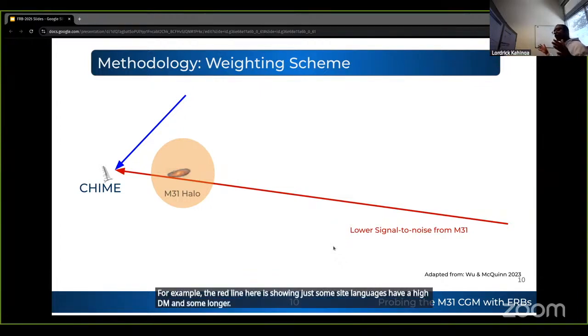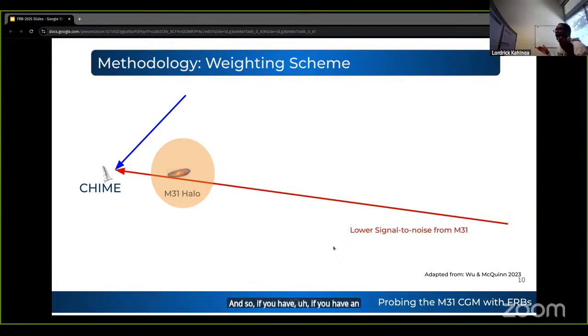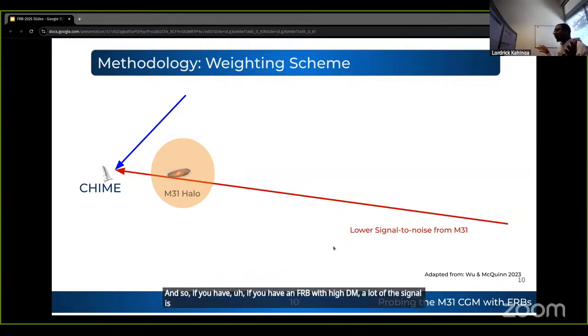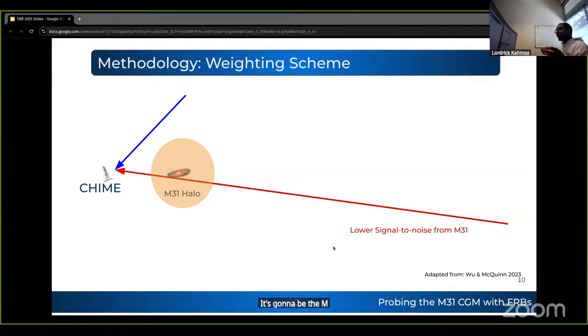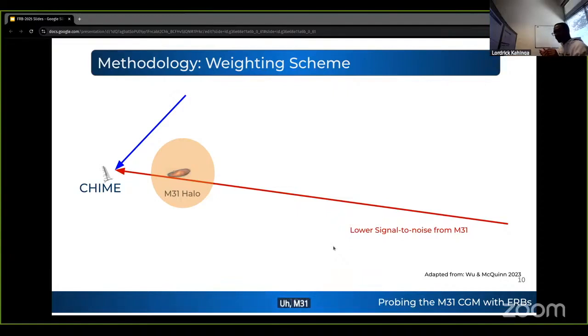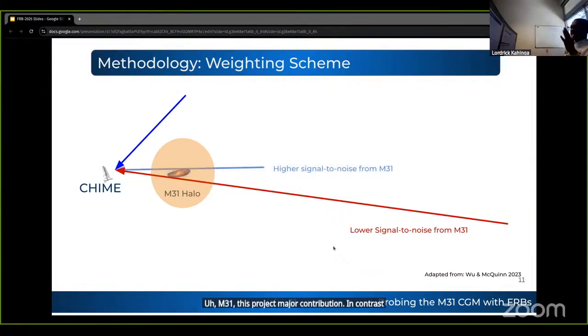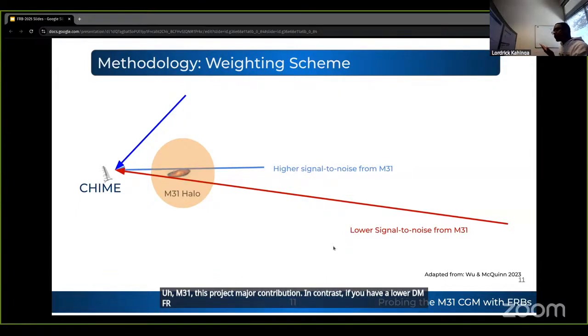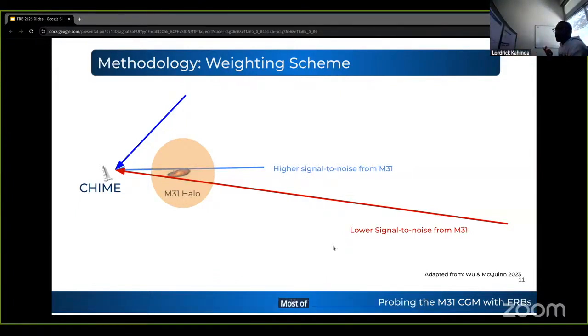If you have an FRB with high DM, a lot of the signal is going to be IGM and maybe DM host and all these things, and a small fraction of it is going to be the M31 contribution. So a high DM FRB will have a lower signal to noise ratio in terms of M31 dispersion measure contribution. In contrast, if you have a lower DM FRB, like the blue line here, most of the signal is going to be from the M31 halo.